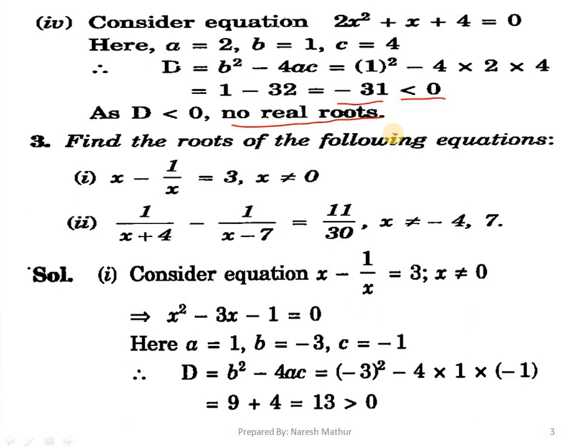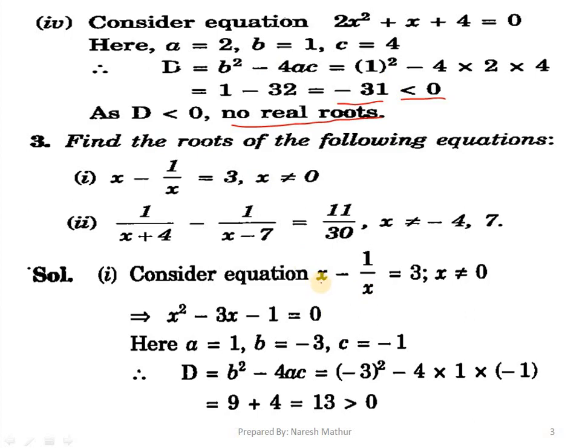So in the next question now, we are given an equation and we need to solve it. First, we need to convert this equation into a quadratic equation, then we'll solve it. Alright, so the question is x minus 1 by x equals 3, where x is not equal to 0.